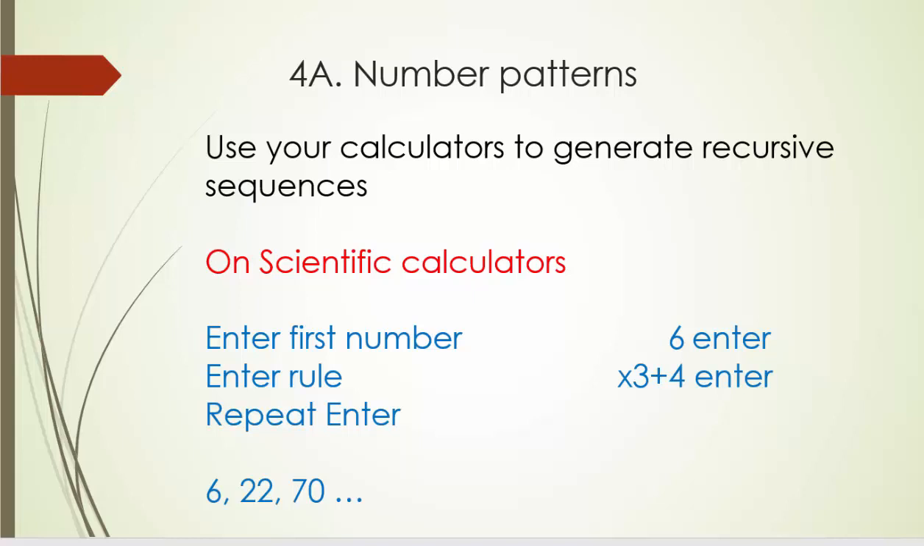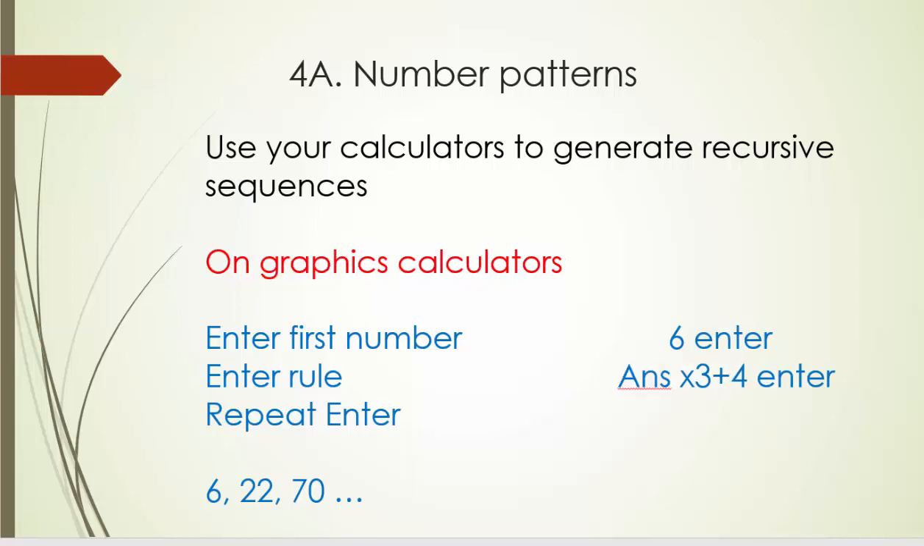If you want to generate a sequence on your scientific calculator, a recursive sequence, it's quite easy. Let's look at scientific calculators first and then graphics calculators. Put your number in first, get your calculator ready, put a 6 into it and press enter. And then you can type the rule by going times 3 plus 4. And press enter to get the second number, which is 22. All you've got to do is press enter again and it should give you the third number, 70. Now I suggest you pause this presentation and try that on your scientific calculator.